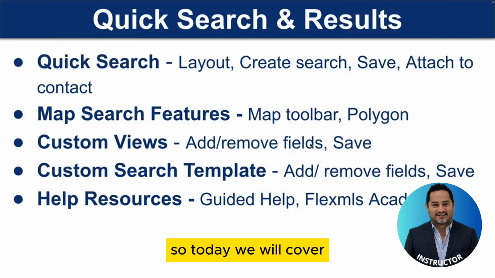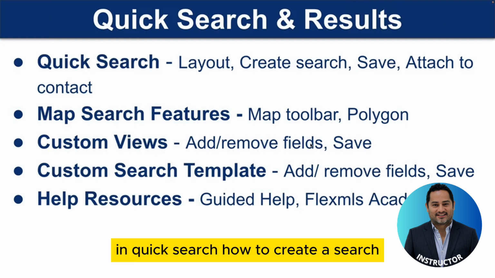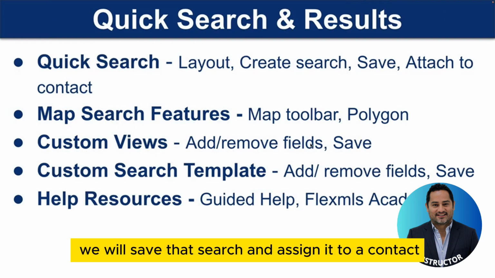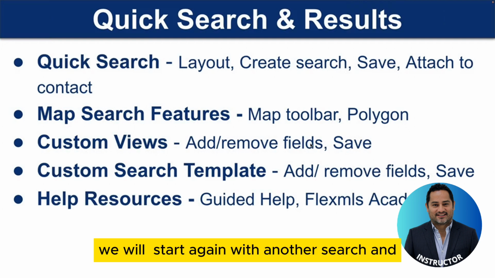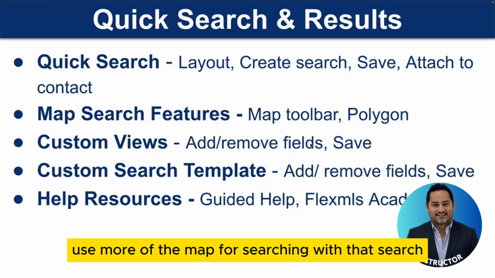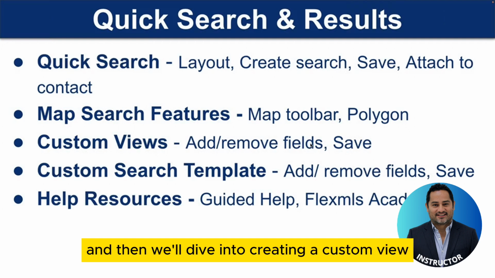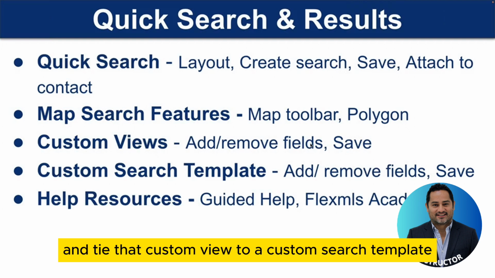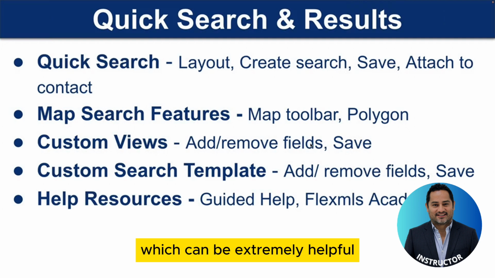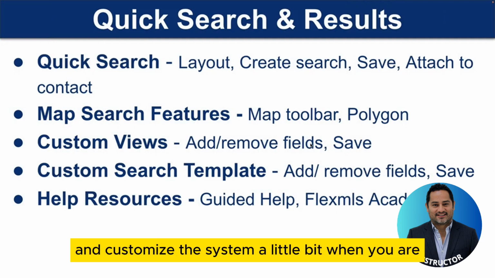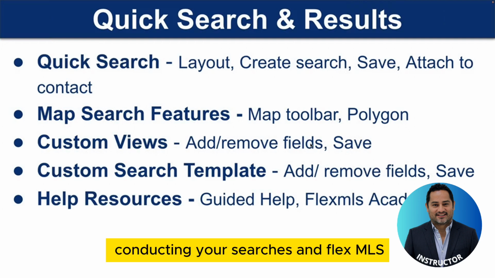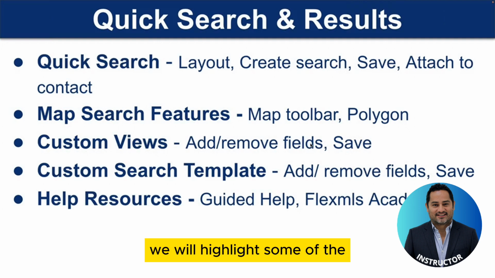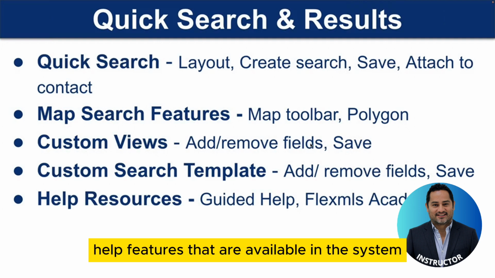So today we will cover in Quick Search how to create a search, just kind of a basic multi-status search. We will save that search and assign it to a contact. We will start again with another search and use more of the map for searching with that search, and then we'll dive into creating a custom view and tie that custom view to a custom search template, which can be extremely helpful to kind of fine tune things and customize the system a little bit when you are conducting your searches in FLEX MLS. And then, of course, towards the end, we will highlight some of the help features that are available in the system.